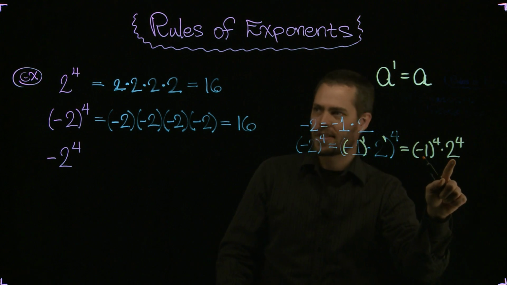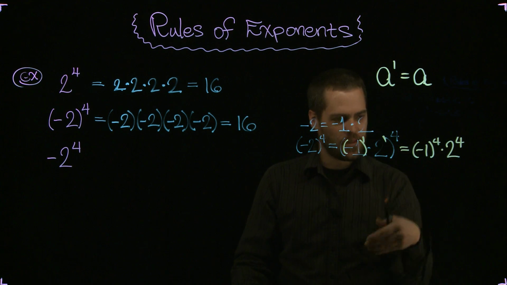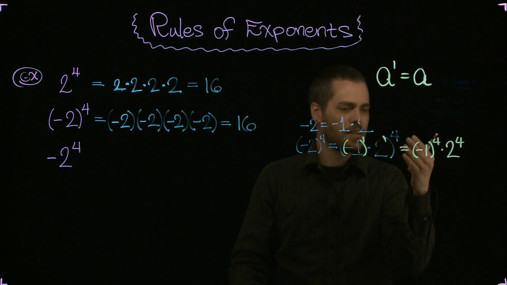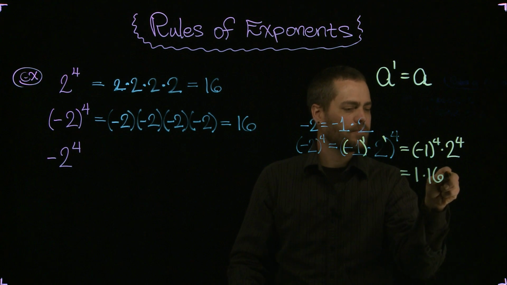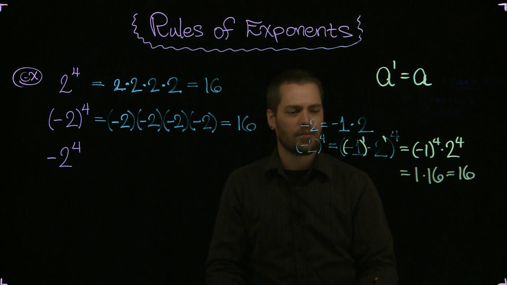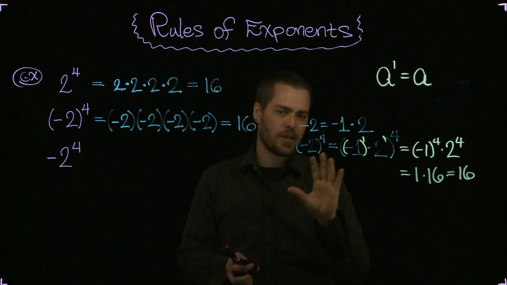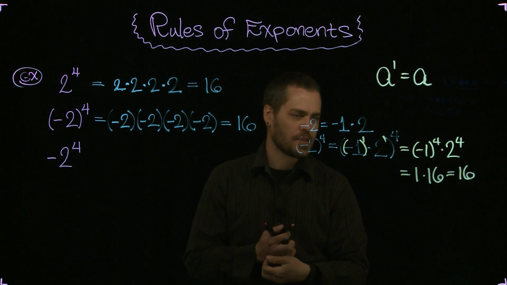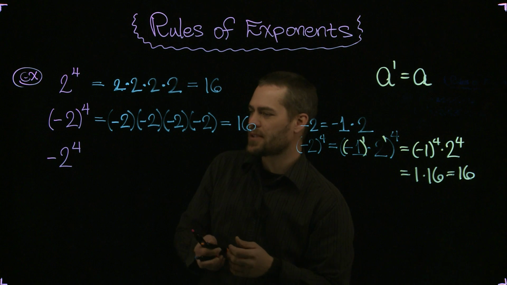2 to the 4th power is 16. That's what we set up there. Negative 1 to the 4th power is negative 1 times negative 1 times negative 1 times negative 1. So this gives me positive 1 times 16, which is just 16. And it may be helpful to think about the negative in this way, especially in future examples involving more complicated things. But so, okay, that's an interesting way to look at it.